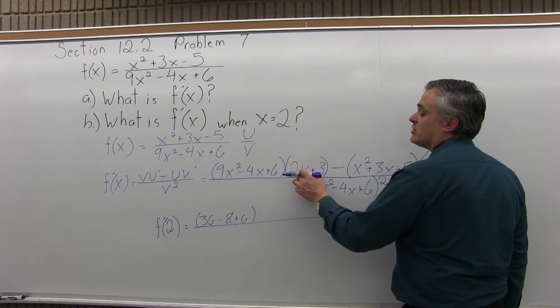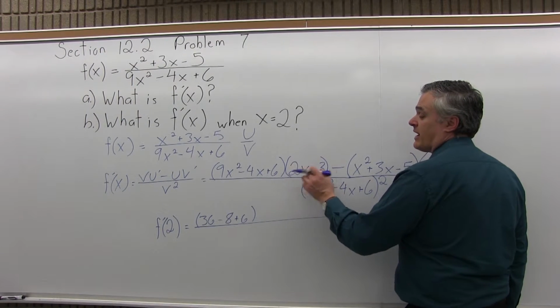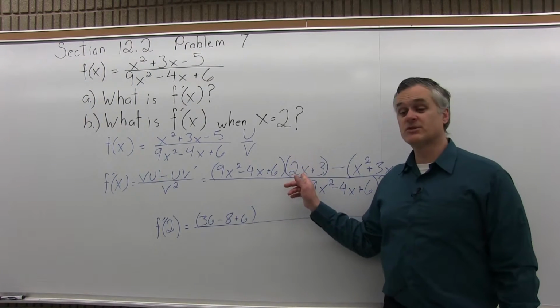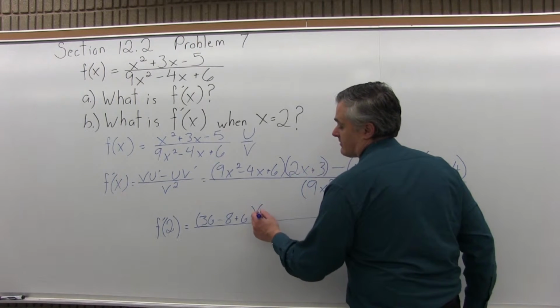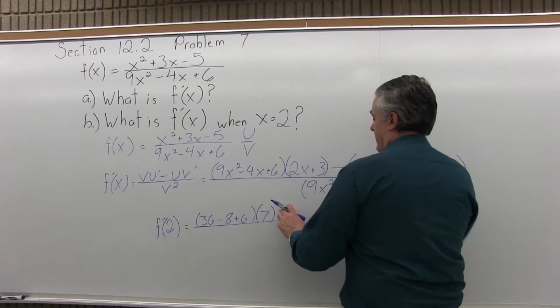The next part of the answer, 2x plus 3. So if I put in a 2 for x, 2x becomes 2 times 2, which is 4, plus 3 more. I can just make that a 7 right now. Then I have minus.